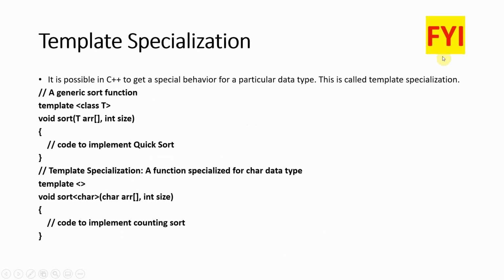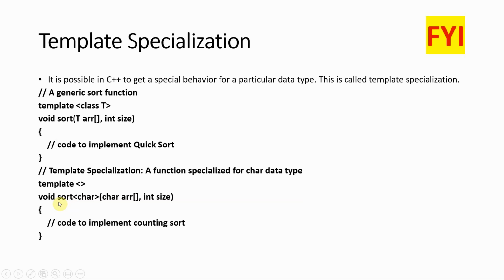Another thing that's only for your information. Let's say that we write a general function for sorting. It's a template function for sorting. It gets an array of any data type and its size and sorts it, okay? But what if for a specific data type we want to have a different implementation? What if for the character data type we want to have a different implementation of the sort function? It is possible. We call this template specialization.